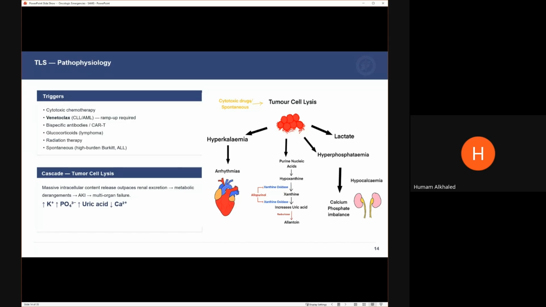Hyperphosphatemia causes calcium phosphate crystal deposits. And importantly, in the rasburicase era, hyperphosphatemia has now replaced uric acid as the main cause of kidney injury. Hypocalcemia, because of the binding of phosphate, can cause muscle cramps, seizures, and QT prolongation. Of course, these are in extreme scenarios, but they can happen. And understanding this chain of reaction is actually what drives every decision in TLS management.